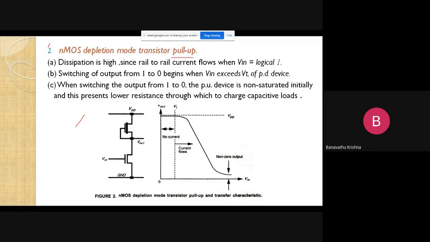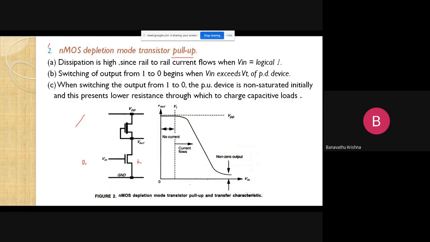And let us observe the output response here again. If you are applying input as zero, then this one is going to be in off condition because it is an enhancement mode device. Here the channel is already available, the connectivity is available between drain and source. Then the path is available. We need V out here.